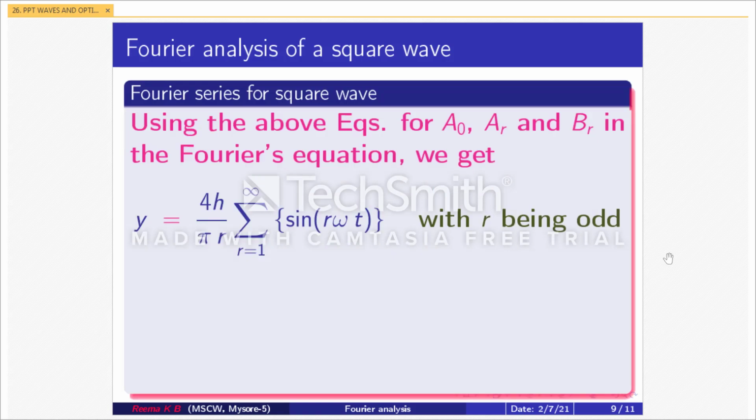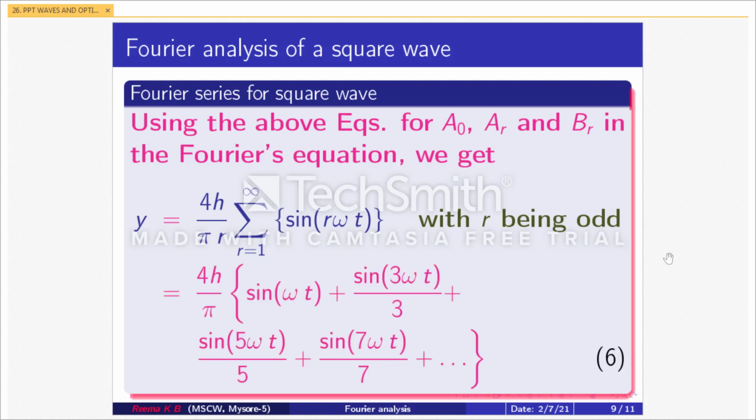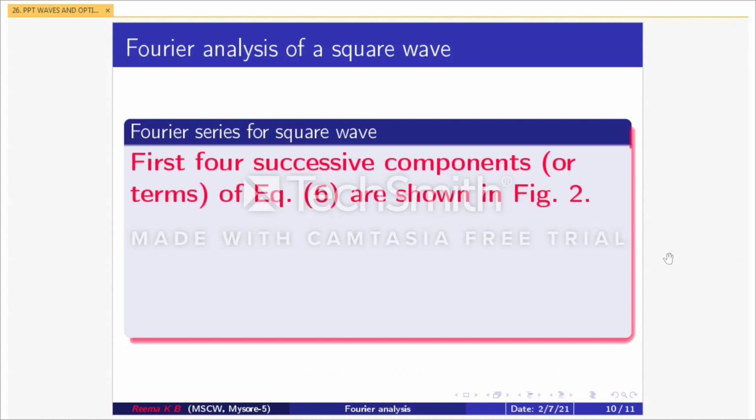Using the above equations for A0, AR and BR in Fourier's equation, we get y is equal to 4H by pi r, summation of r is equal to 1 to infinity sin of r omega t, with r being odd. This is equal to 4H by pi of sin omega t plus sin of 3 omega t by 3 plus sin of 5 omega t by 5 plus sin of 7 omega t by 7. This is equation 6. First four successive components of equation 6 are shown in figure 2.